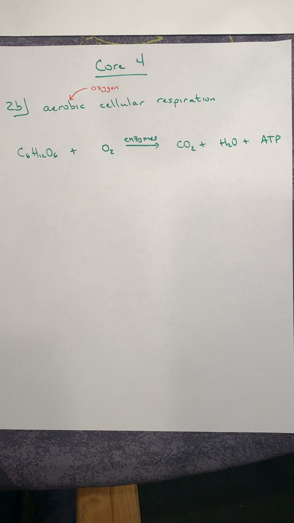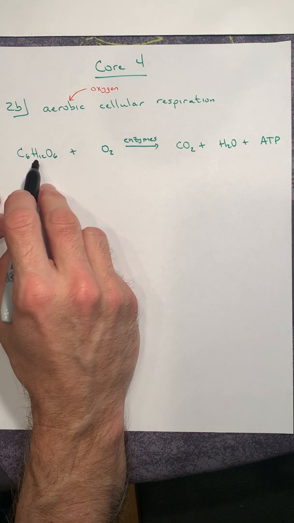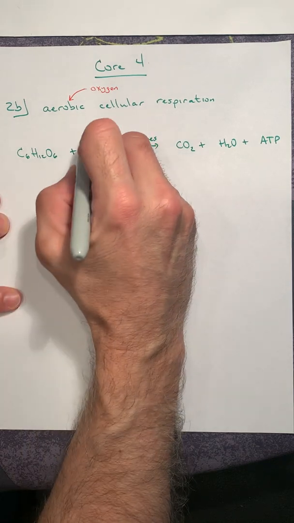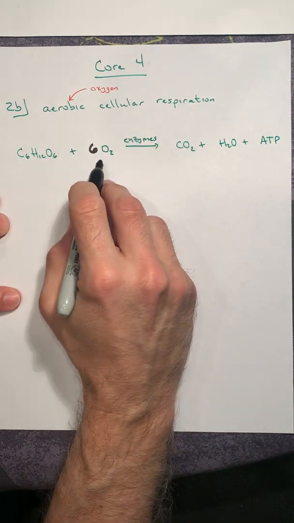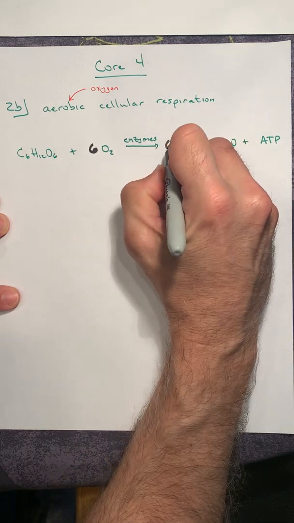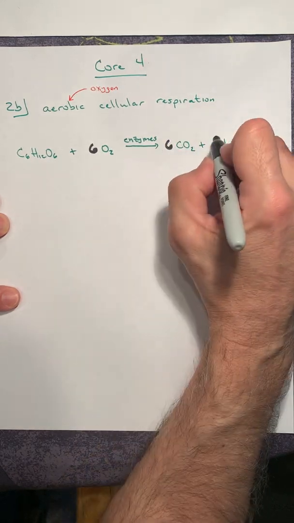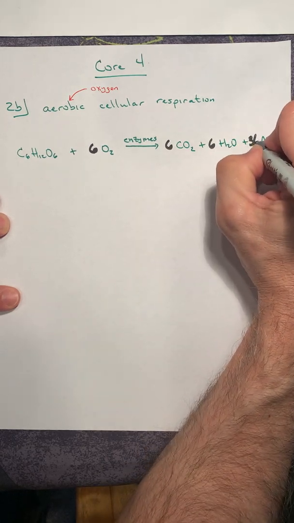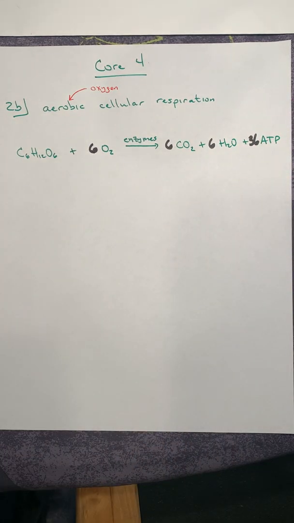Then don't forget about your stoichiometry. 1 mole of macromolecule, 1 mole of glucose, requires 6 moles of oxygen, producing 6 moles of carbon dioxide as a byproduct, 6 moles of water as a byproduct, and then 36 molecules of ATP. And of course, there's some heat loss as well.